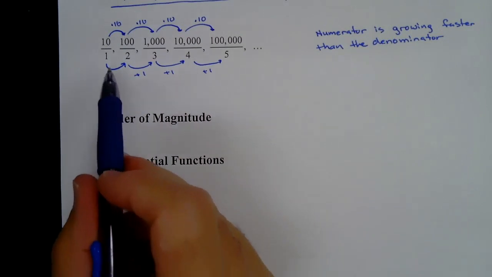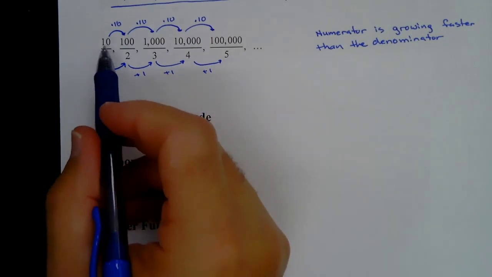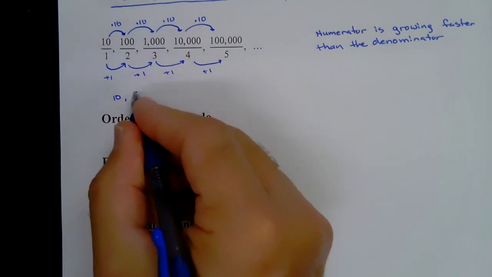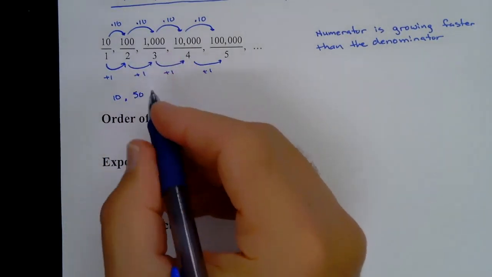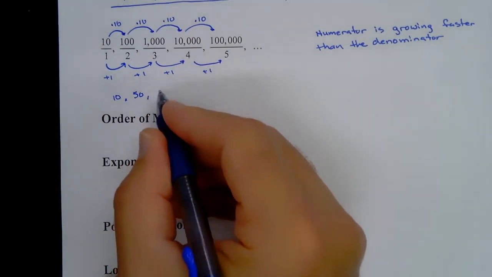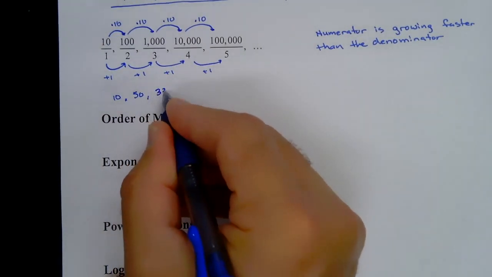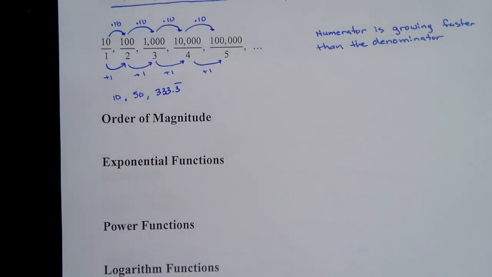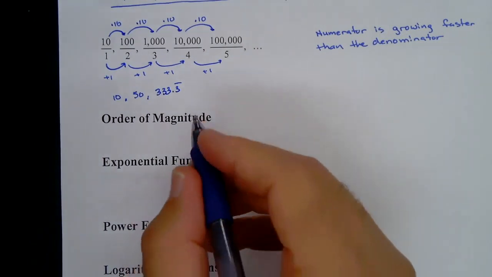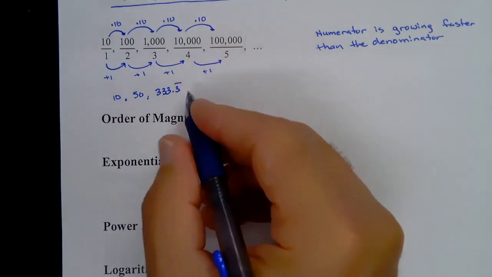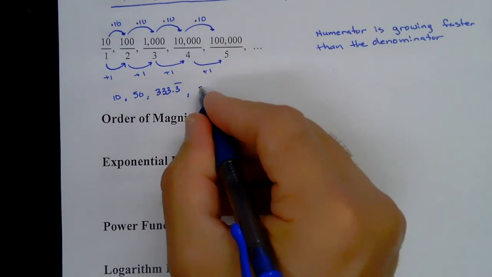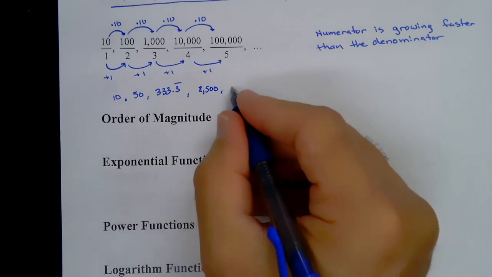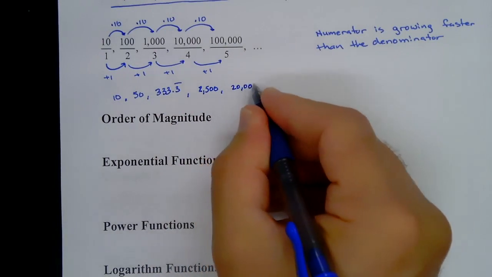And if you look at the values of these, 10 over 1 would just be 10. 100 over 2 would be 50. 1,000 over 3, and this is the only time you're going to see me do this, is 333.3 repeating, because we want decimals, right? That's the only time you're ever going to see me do this, okay? And then 10,000 divided by 4 is 2,500, and 100,000 divided by 5 is 20,000.